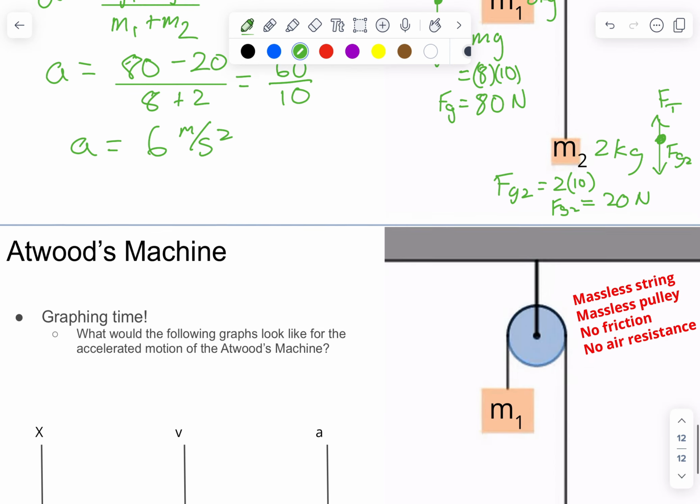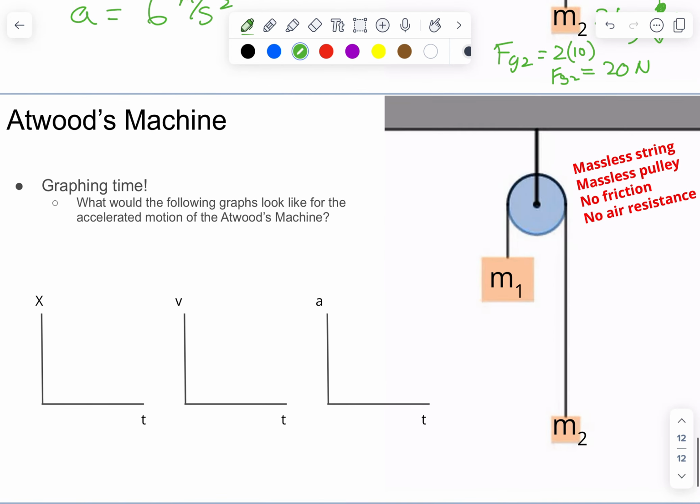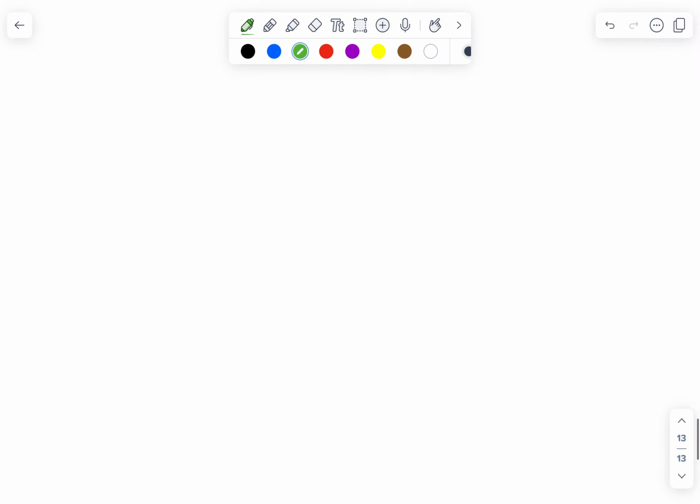Awesome. Good stuff. Graphing time. What would the following graphs look like for the accelerated motion of an Atwood's machine? Well, we saw when you guys were doing 2.2 that if I have a constant acceleration, that means my velocity versus time graph is linear, and my position versus time graph is quadratic. And it's accelerating, so it's going to follow those same rules. And I believe that's it.